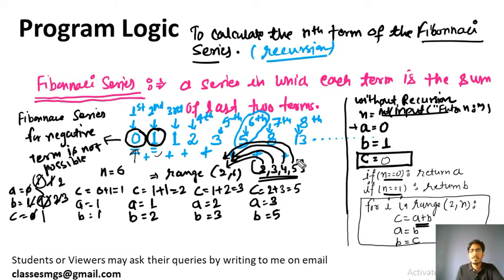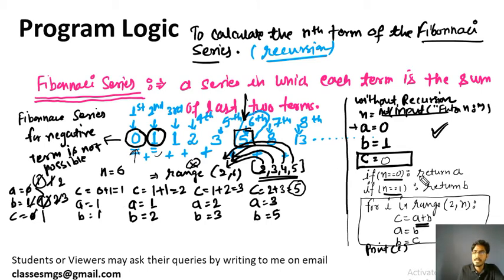Now there is no element left because we have reached the nth term. So the loop will stop and we will print c at the last. If we print c, what is the value? That is 5. So the sixth term of the Fibonacci series is 5 only. So this is how we can use this loop to solve this problem.